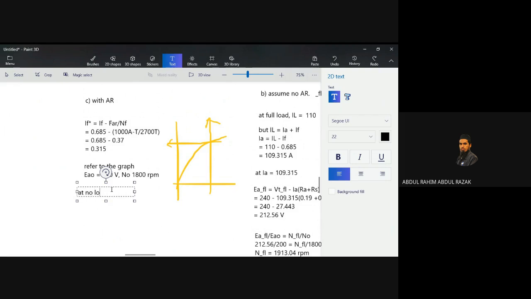So at no load, IA is equal to 0. So our EA no load is equal to VT no load minus IA at no load times (RA plus RS), which is equal to 240 volt minus 0, which is equal to 240 volt. So for the end result, please put the unit.